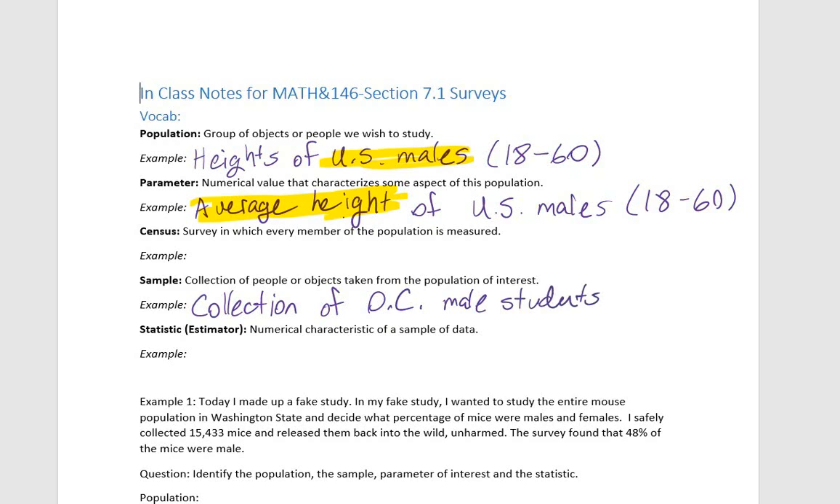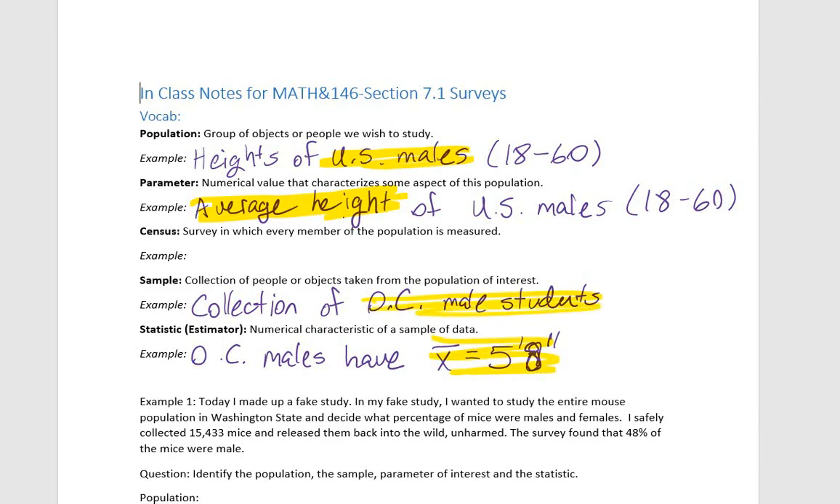And then the statistic, also known as the estimator, is what we saw when we looked at that sample. So we would say that OC males have an average height of, let's say, 5'8". That would be our statistic, and OC males would be our sample.